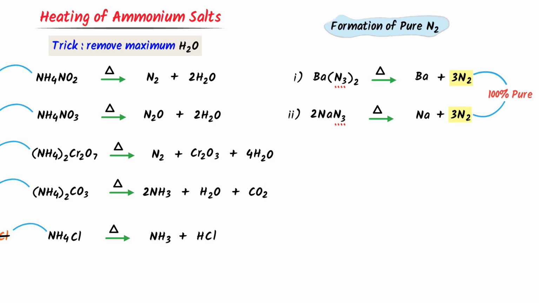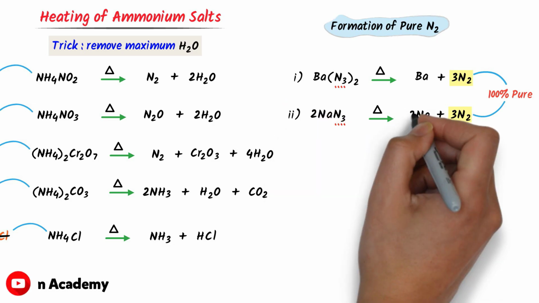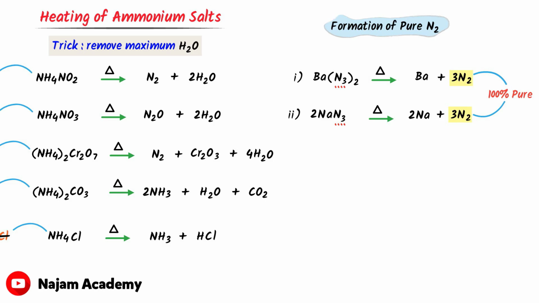I write here 2 and I also write here 2. Hence, this reaction is now balanced. Therefore, using this trick, we can easily produce pure nitrogen gas in these two reactions. Thus note it down. Now we will learn reactions of oxides of nitrogen.